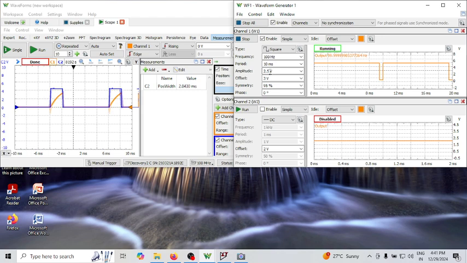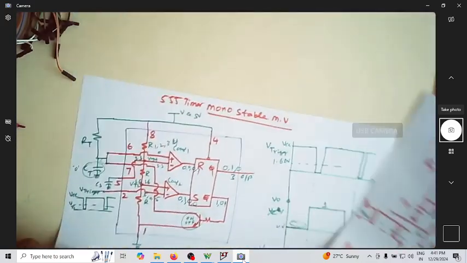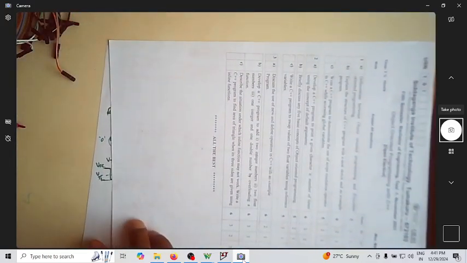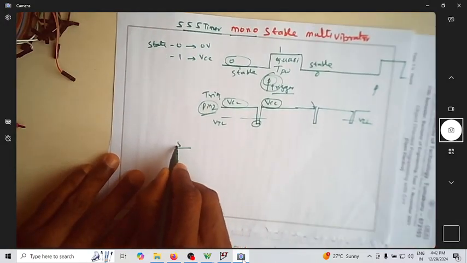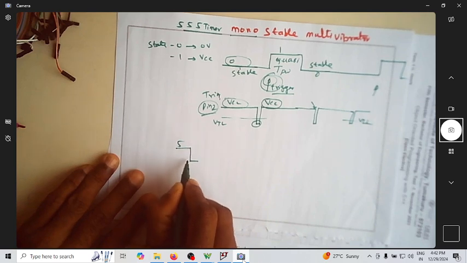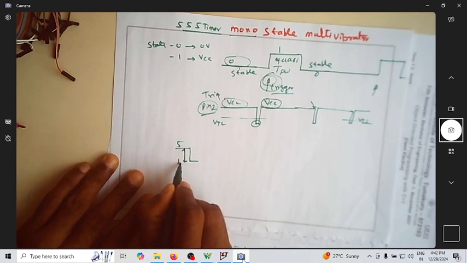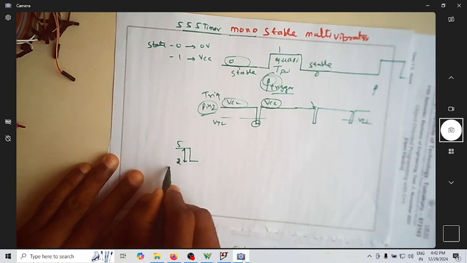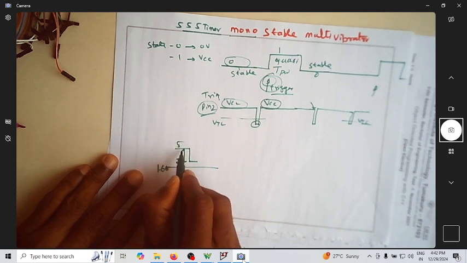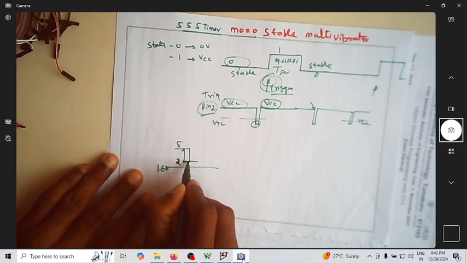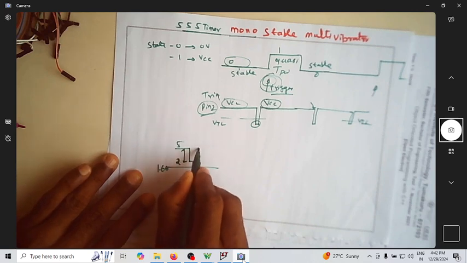Let me show you what I intend to do. I want to apply a trigger signal which is something like this. I have to apply a trigger signal which is 5 volts and let it go hardly 1 volt down only. Let it go maybe up to 2 volts. Because 1.66 is here, if it is from 5 volts to 2 volts only, if it is not crossing 1.66, then let us see what the output is.